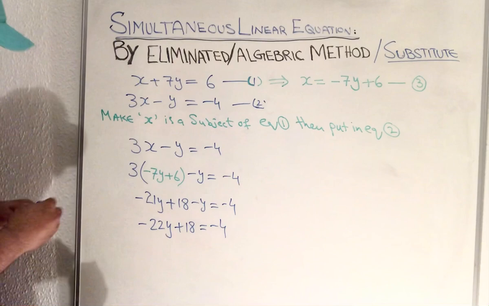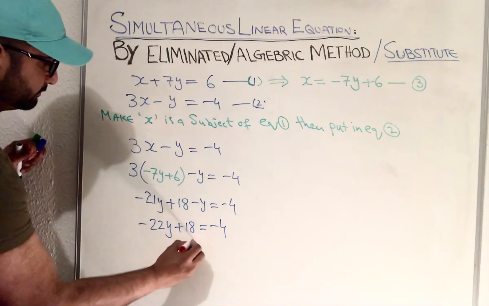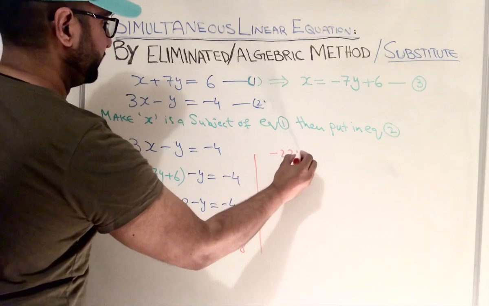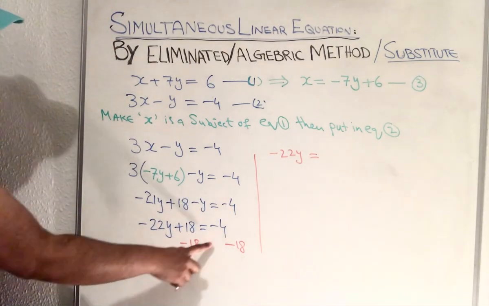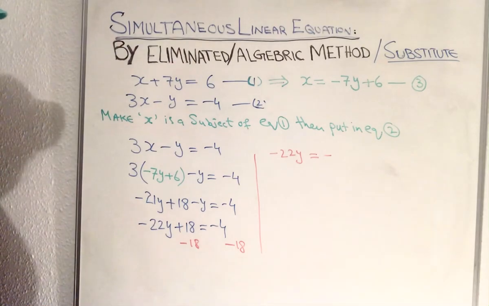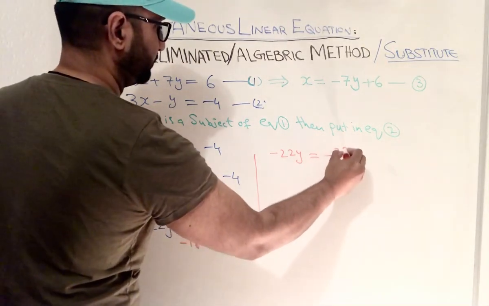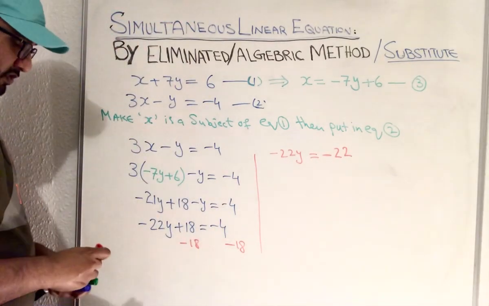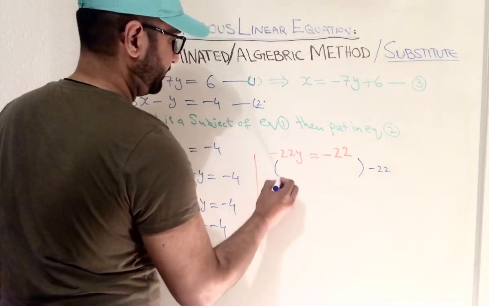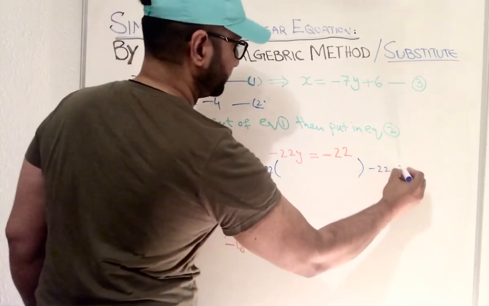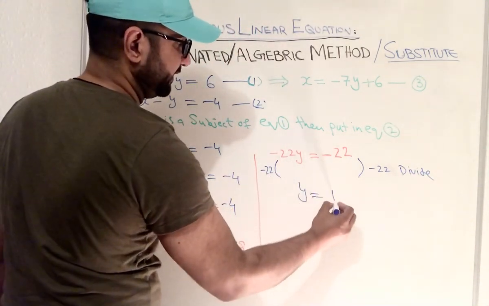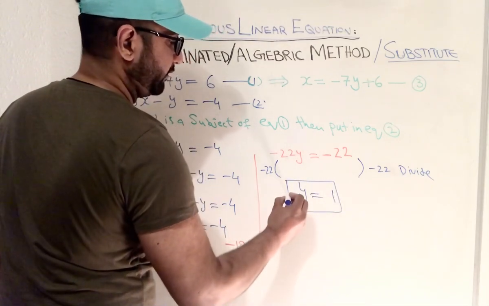So you need to subtract 18 on both sides. You will get minus 22y remaining here, because 18 cancels 18. Minus 4 minus 18, both negative, so the sign is negative. 4 and 18 is 22, so minus 22. Then divide by minus 22 on both sides. Minus 22 and minus 22 divide, so only y remains, equal to 1. So y we got is 1.